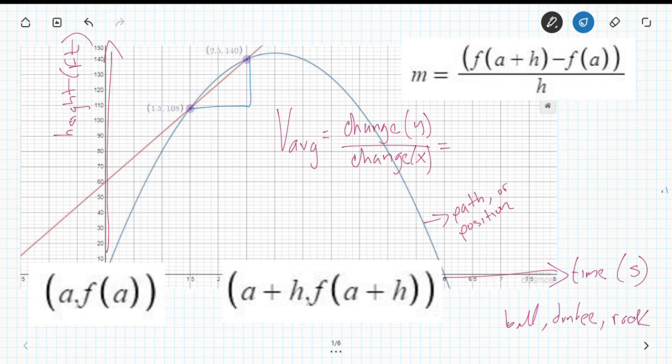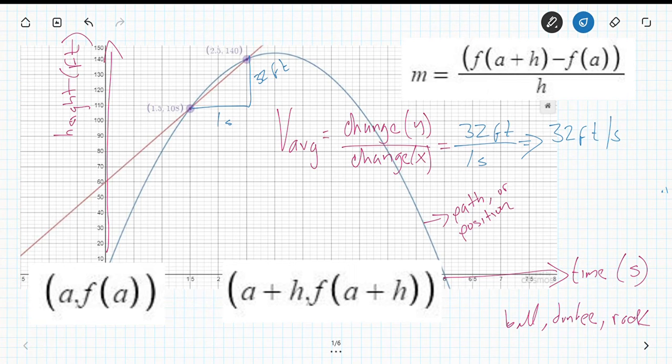I find the slope, and the difference between 1.5 and 2.5 is just 1 second. And the difference between 140 and 108 is just 32 feet. So 32 feet over 1 second would give me the average velocity between those two times, and this is nothing but 32 feet per second, and that is the average velocity. It's just the rate of change between 2 points.